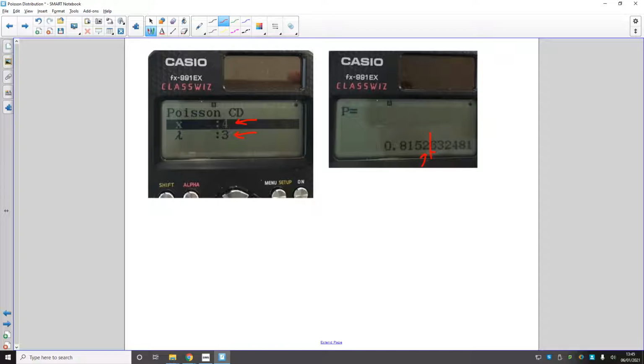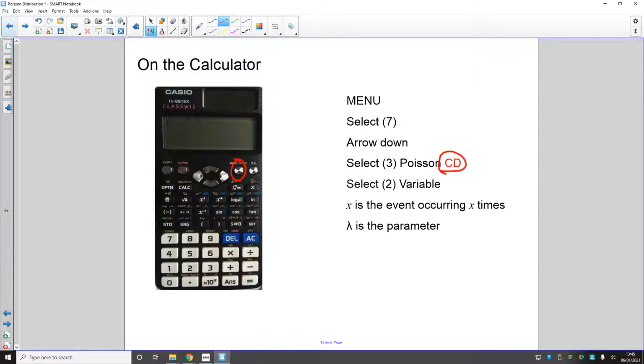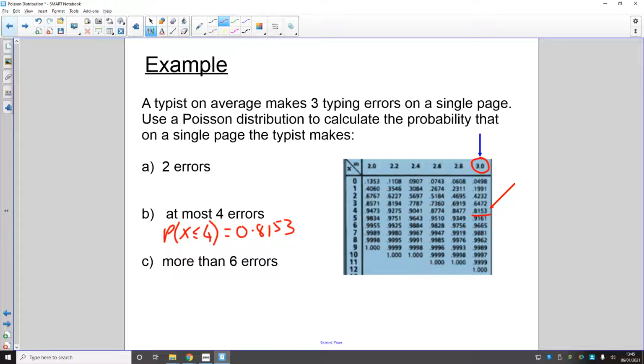So 0.8153, which, as you can see, is what the tables show. So there's the 2 possible ways of actually using our tables and the calculator.